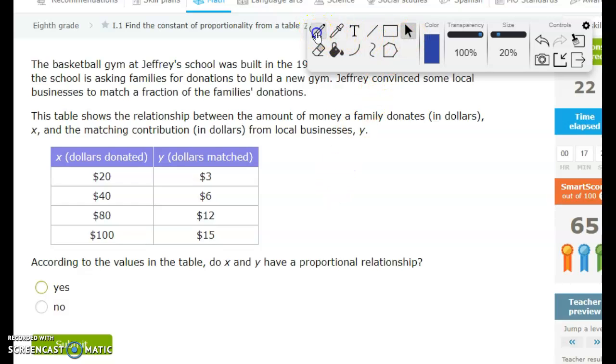So in order for us to find out, we know we have to have a constant rate of change, and if they are a proportional relationship, then X over Y would be the same. So grab your calculator, you're going to need it here. So we're going to take X over Y, 3 over 20. So if you put in your calculator 3 divided by 20, you're going to get 0.15.